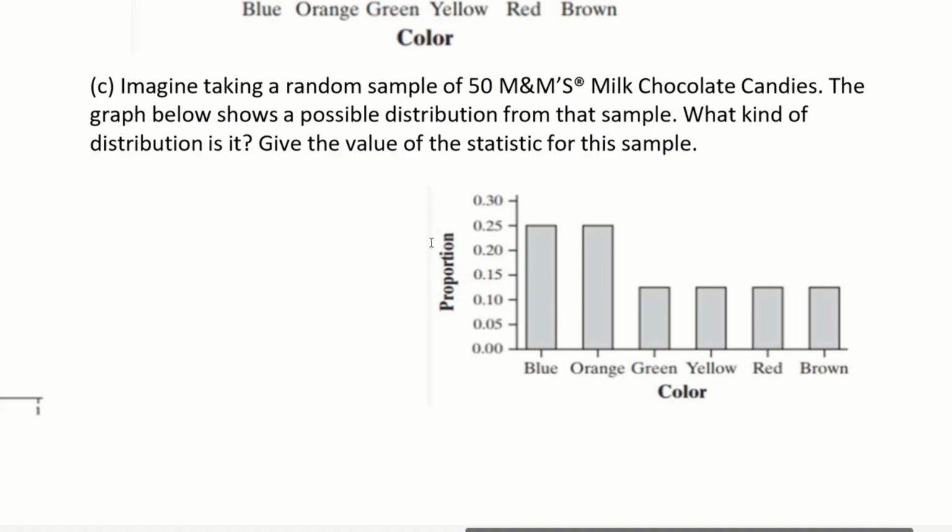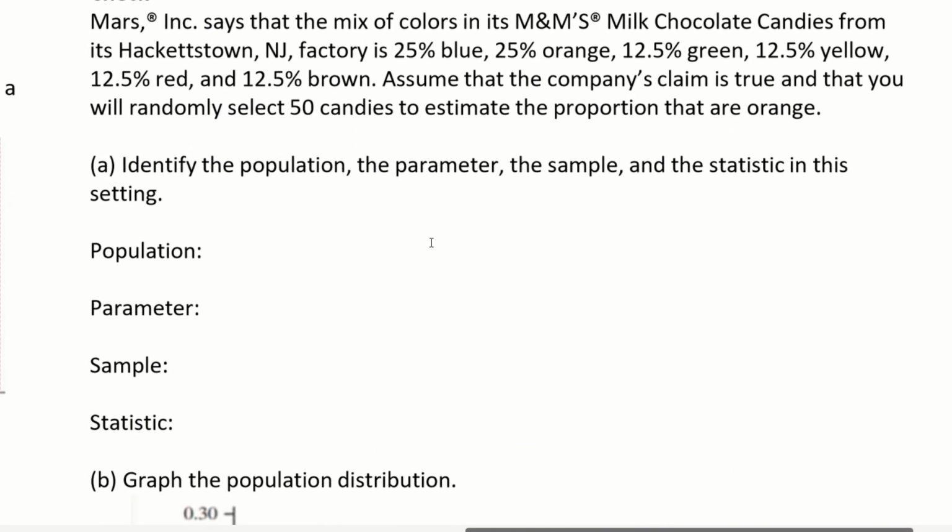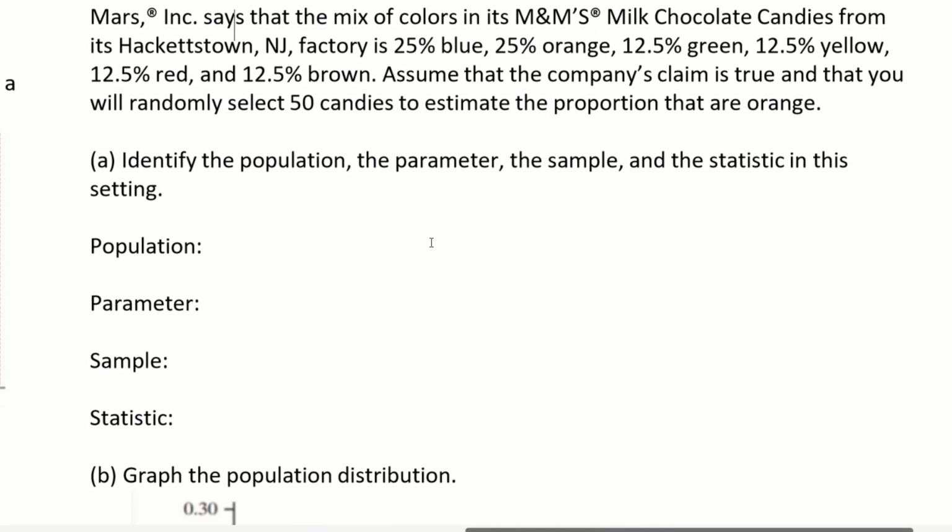All right, so hopefully you tried it, and you can now check your answer. Mars Inc. says that the mix of colors in its M&M's milk chocolate candies from its Hackettstown, New Jersey factory is 25% blue, 25% orange, 12.5% green, 12.5% yellow, 12.5% red, and 12.5% brown. Assume that the company's claim is true and that you will randomly select 50 candies to estimate the proportion that are orange. Okay. So we want to estimate the proportion that are orange, and we have to select 50 candies, and then they give you the amounts for each color, assuming that that's for the population, right?